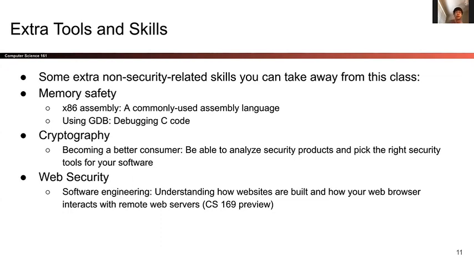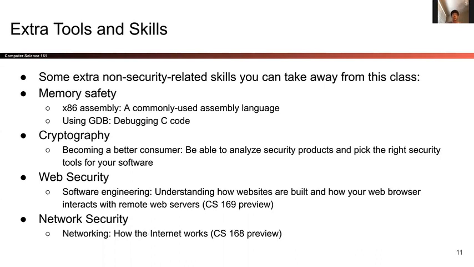And then in network security, we're going to teach you a bit about how the network works. So how does the internet work? How does information get sent over the internet? And that's a preview of CS168, which is the networking class at UC Berkeley. So just by taking this class, again, even if you never touch security again, you will have about a third of CS169 and around half of CS168. So you do get quite a lot of value for the class that you're taking, which is very nice.